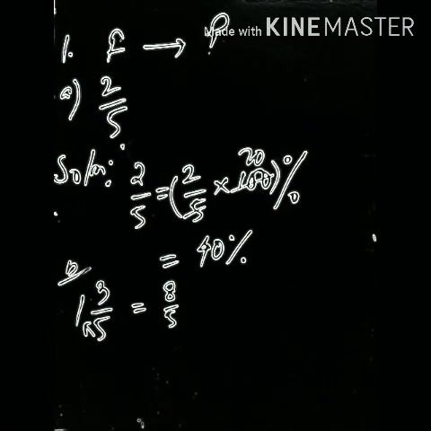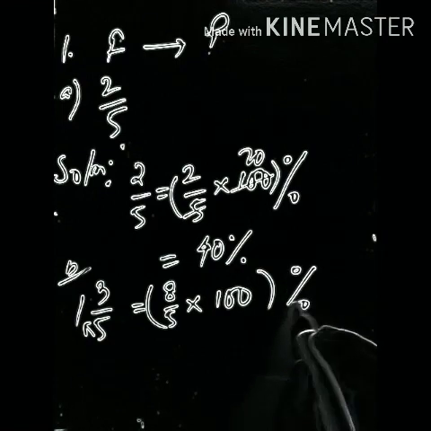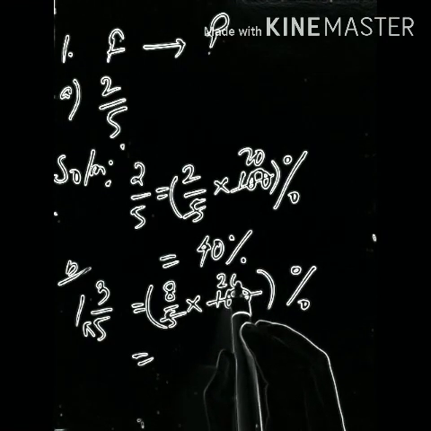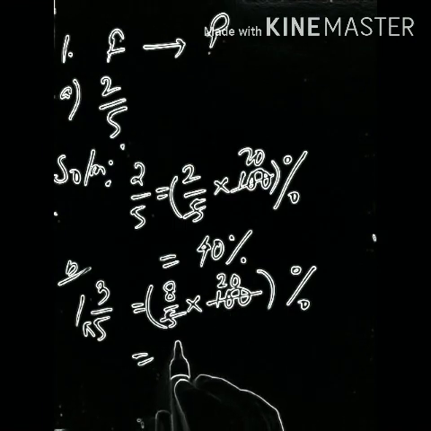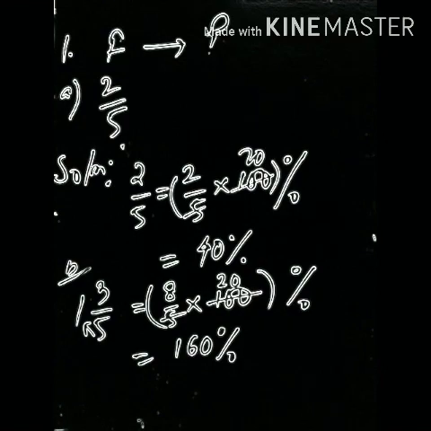If we get 8 by 5, it is just like question A again. So you multiply by 100, and at the same time put the percentage symbol. 5 into 20 is 100, and 8 into 20, you will get 160%. After this, we will be moving to the next question.